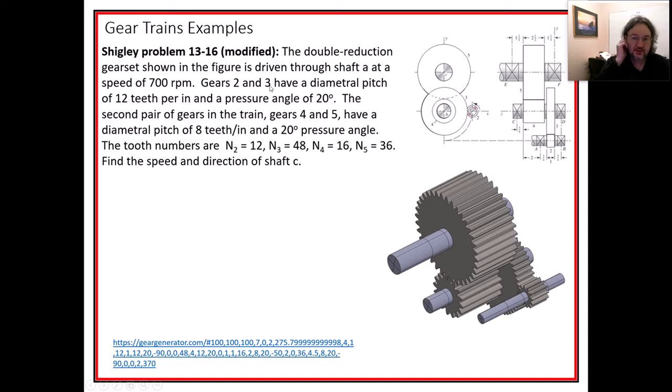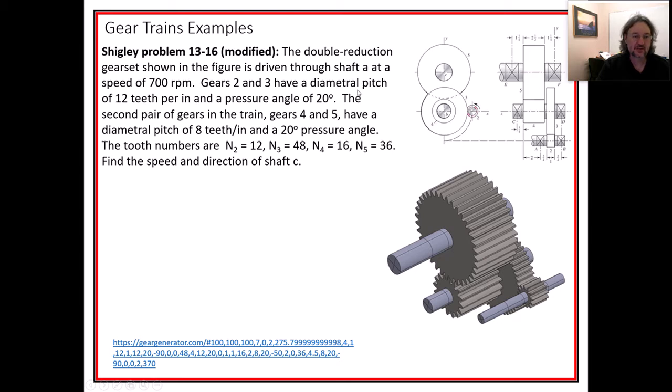Is driven through shaft A right here. So this shaft right in there, and at a speed of 700 RPM. And what they did in the figure here, here's the front on view, and in order to see it from the side, they decided to rotate this guy down and move him over there. So that's what that means by way of showing it here.